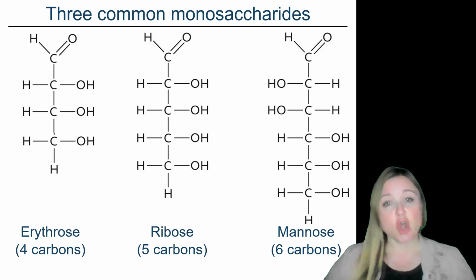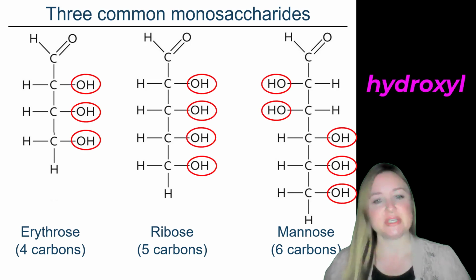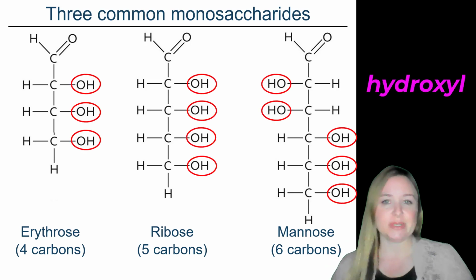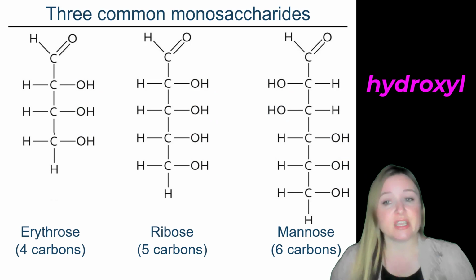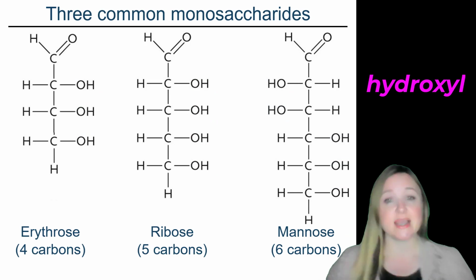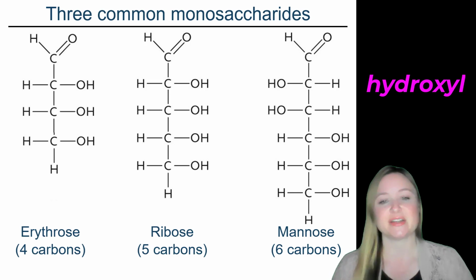Now, there are these OHs, these hydroxyl groups, that you find off of the carbons in these sugars. Depending upon the sugar, the OHs can be all on the left side, they can be all on the right side, or they can be mixed between the left and the right side of the molecule.